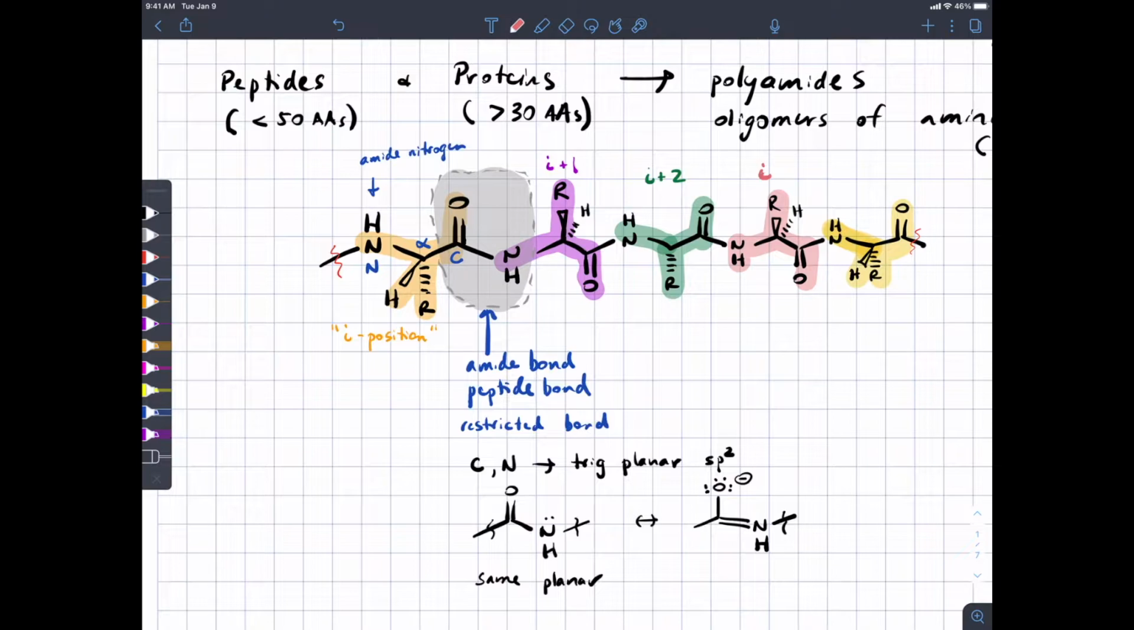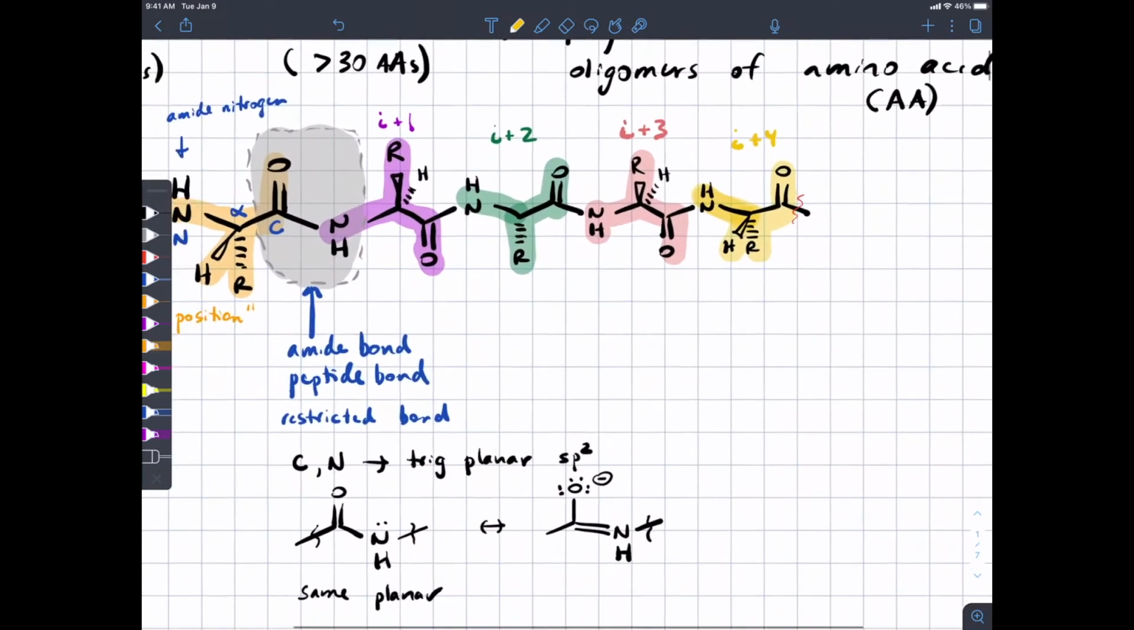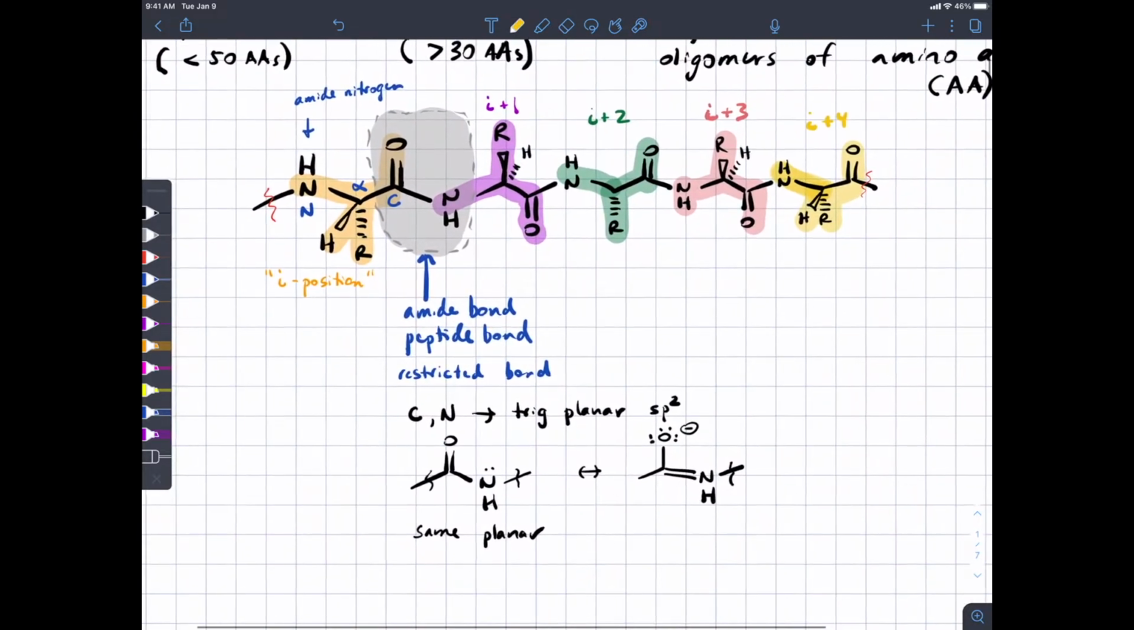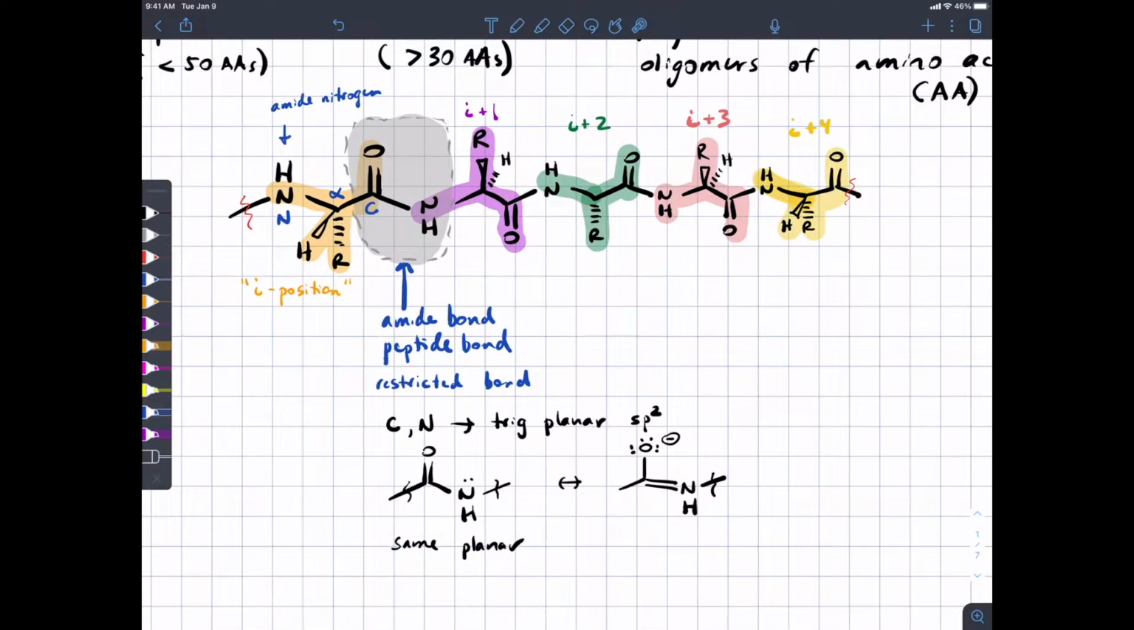I plus 3, I plus 4. And if you're Count Von Count from Sesame Street, this is very exciting. But the reason we do this is because in regular secondary structures, there are specific interactions between amino acids that occur with regular spacing. So for example, in an alpha helix, we'll see a key interaction between the I position amino acid and the I plus 4 position amino acid.